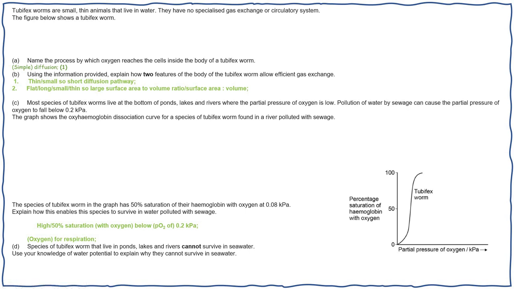Species of tubifex worm that live in ponds, lakes and rivers cannot survive in seawater. Use your knowledge of water potential to explain why they cannot survive in seawater. It's because the water potential is higher in worms. Therefore, water leaves by osmosis and the worm would die.